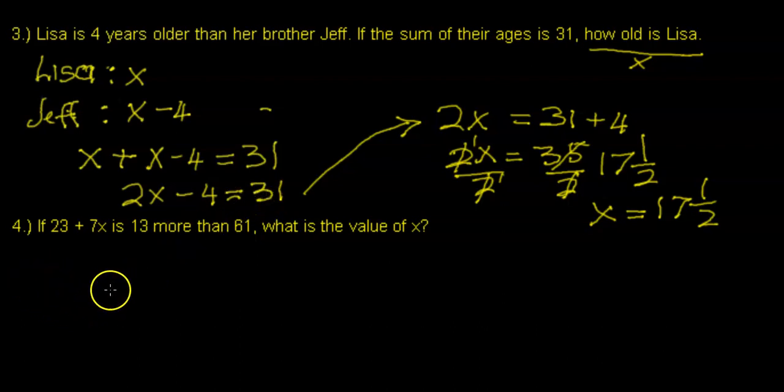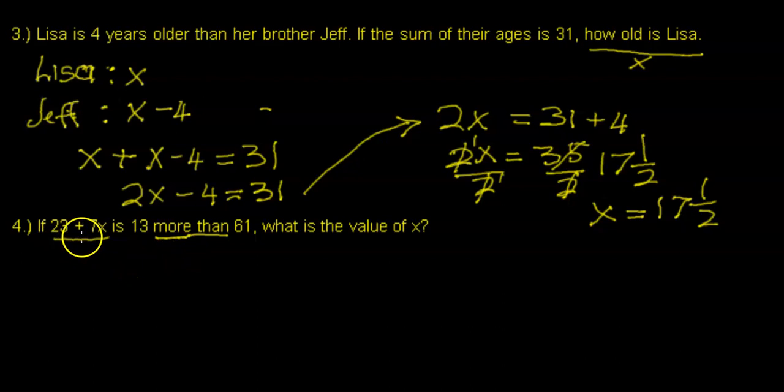All right, now we move on to the last question. It says if 23 plus 7x is 13 more than 61, what is the value of x? So we have 23 plus 7x here. And here we look for keywords. The keyword here is more than, right? More than is the key phrase that we're looking for.